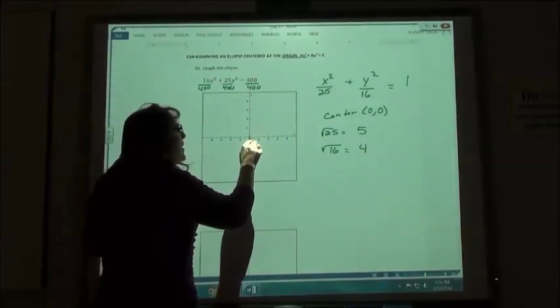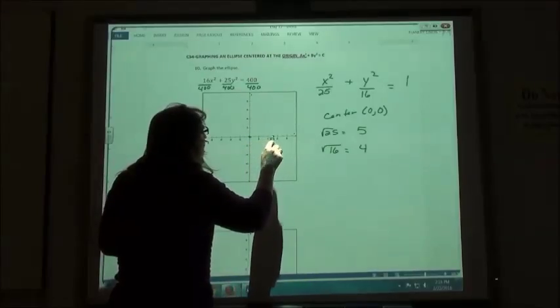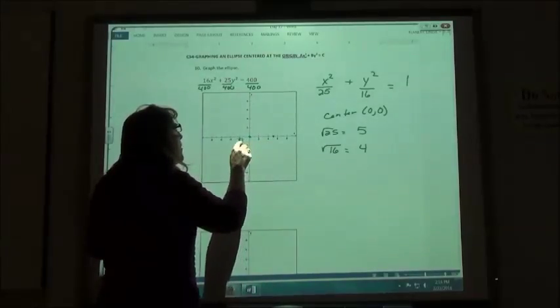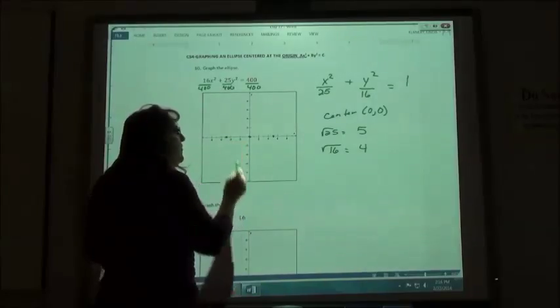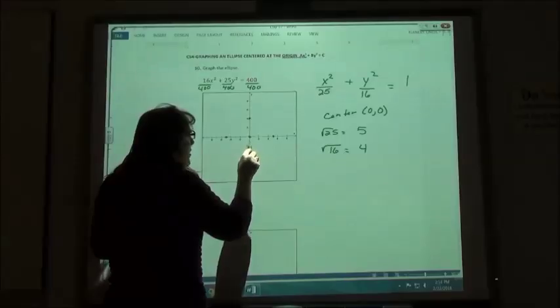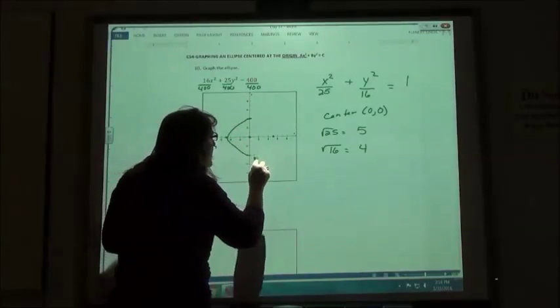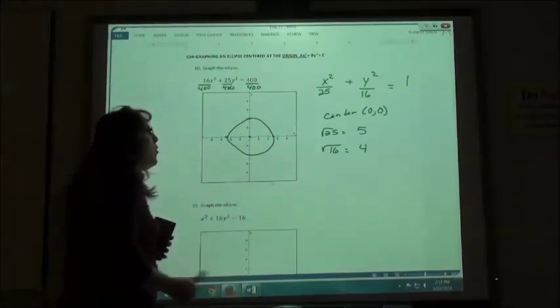So again, I'm going to place the center. I'm going to go 1, 2, 3, 4, 5 to the right, which also opens it up 1, 2, 3, 4, 5 to the left. I'm going to go 1, 2, 3, 4 up, which is also going to go 1, 2, 3, 4 down for my co-vertex. And my ellipse is going to be centered around the origin.